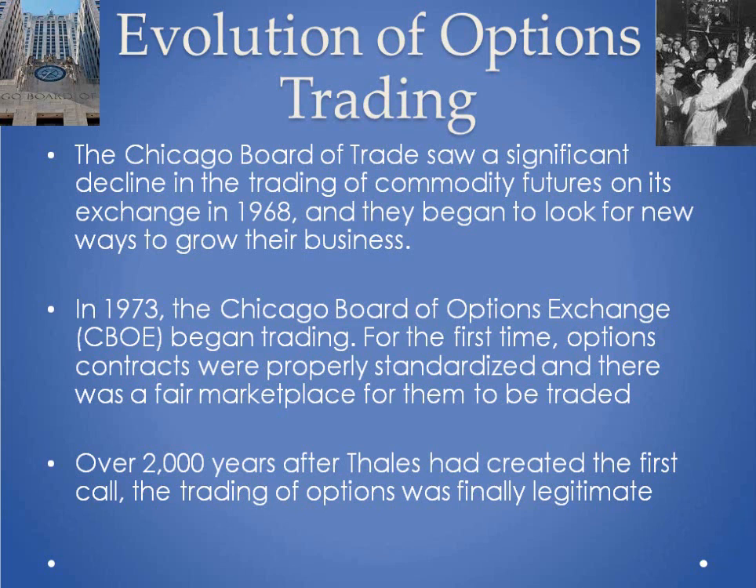So in 1973, the Chicago Board of Options Exchange began. It was the first time options contracts were properly standardized and there was a fair market value for them to be traded. At the same time, the Options Clearing Corporation was established for centralized clearing and ensuring a proper fulfillment of the contracts. This was a huge step in the options history because before it was kind of a contract and there was nobody outside or a third party that would force one party to honor their contract. So over 2,000 years after Belize had effectively created the first call, trading of options was finally legitimate.